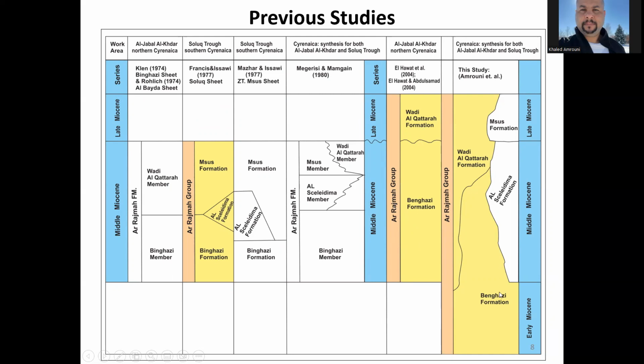But in this study, using more tools and carbon stable isotopes, we discovered that the Cyrenaican platform has a complete Miocene section from early to middle to late. And we were able to extend the correlation between the Benghazi sheet at the northern side and the Soluq sheet at the southern side. We found the Benghazi Formation extends from early to middle Miocene, and Ghattara from middle to late, and their equivalents, the Shledima Formation and Massus Formation, from middle to late.